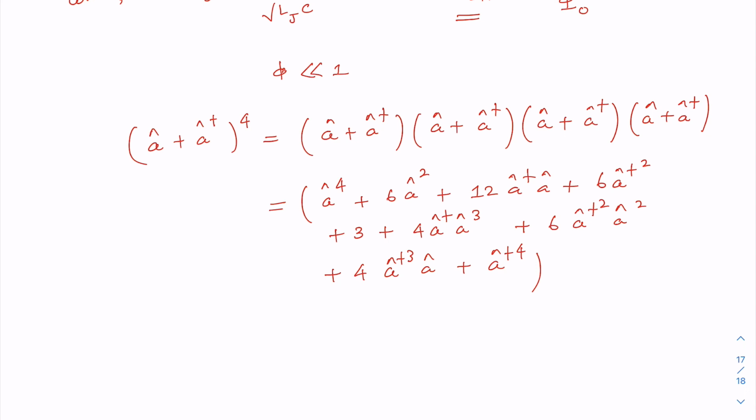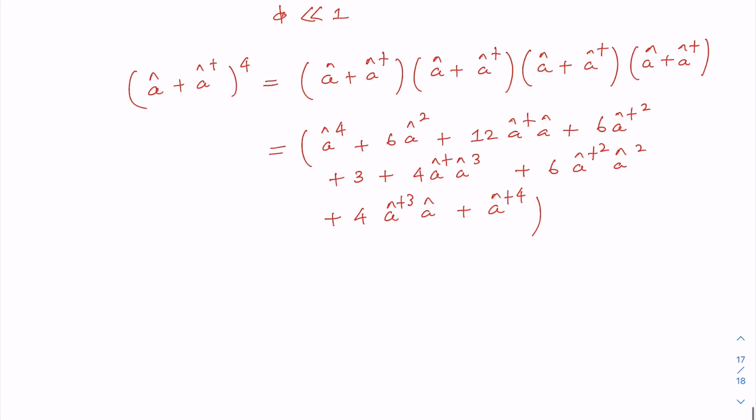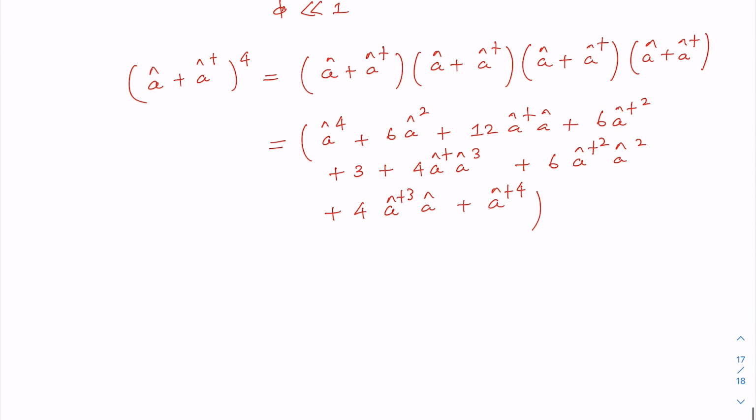but you need not worry, because quite a number of terms can be dropped from this expansion, invoking the so-called rotating wave approximation. For example, let us look at some of the terms, say the a square term. You know that the annihilation operator evolves in time as per e to the power minus i omega t, right?